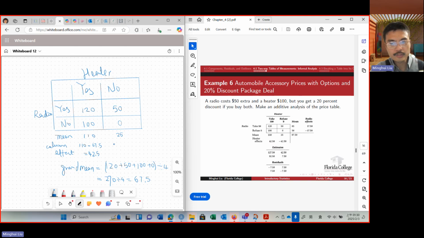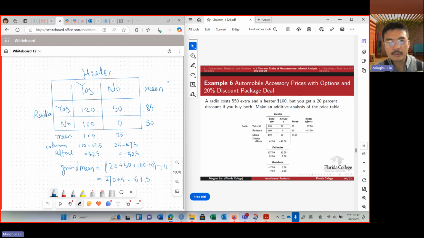And similarly here, for the second column, you use 25 minus 67.5. You get a negative number, negative 42.5. So this is the column effect. And you can do the same thing with the rows. So let's calculate the mean of each row. The mean of 120 and 50 is 85. Add these two numbers and divide by 2. And also the next row has the mean 50. It's 100 plus 0 divided by 2.